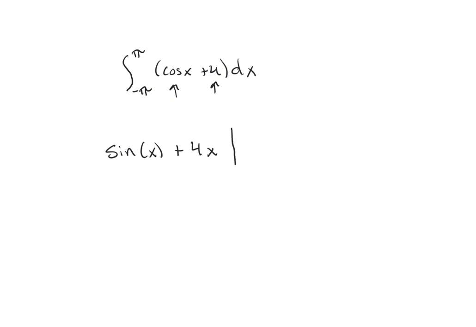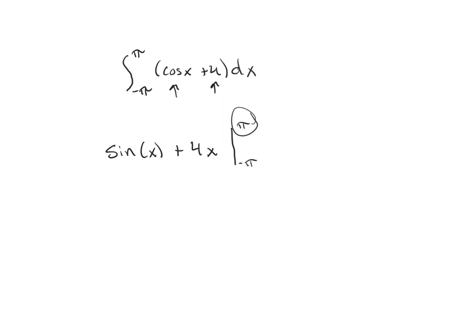All right, next example. This will be the last example of the video. So let's find the area under the curve from -pi to pi of cosine x plus 4. All right, so first, antiderivative. The antiderivative of cosine is just sine. So sine x, and then the antiderivative of 4 is 4x, and then we're evaluating the antiderivative from negative pi to pi.